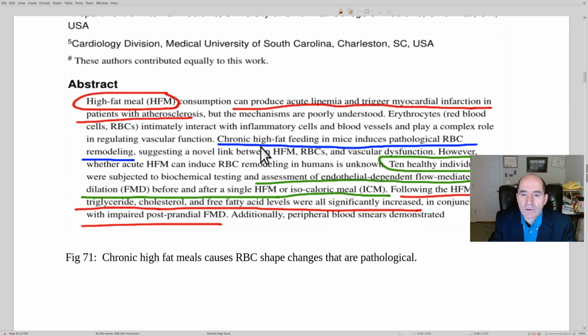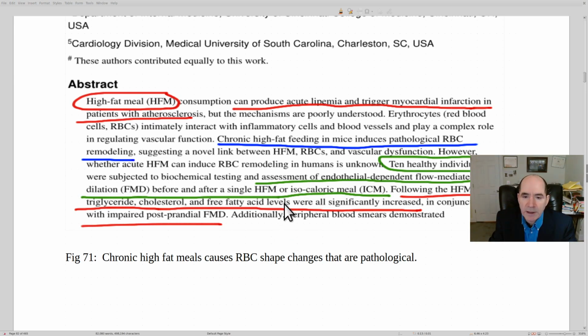Okay, high-fat meal. Chronic high-fat feeding in mice induces RBC changes in shape, and this has been shown here in different populations. Following the high-fat meal, the blood triglycerides, cholesterol, and free fatty acid levels were all significantly increased, and there was impairment of postprandial flow-mediated dilation, FMD.